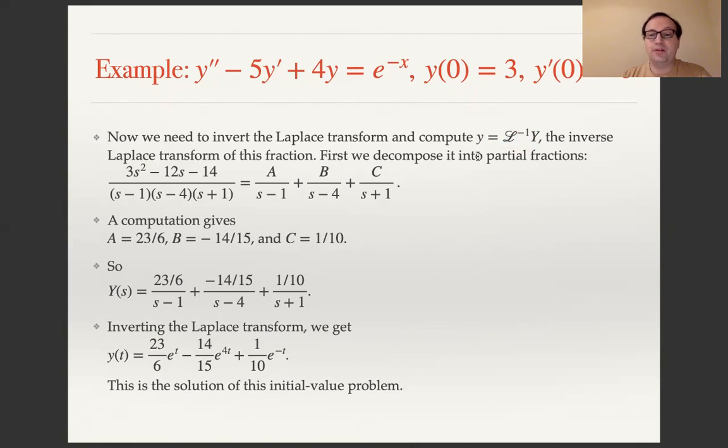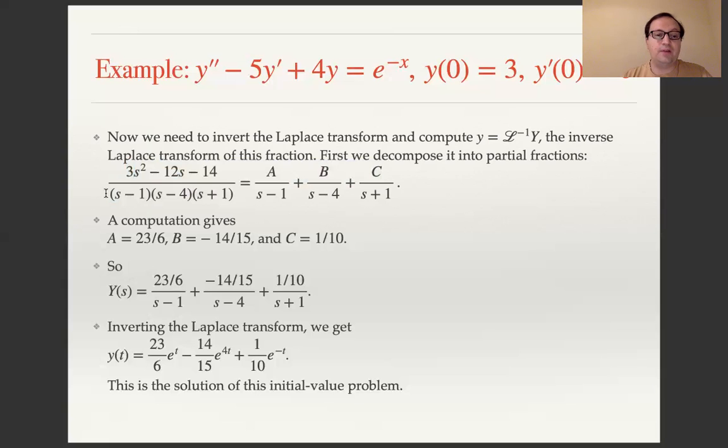And our method for computing the inverse Laplace transform of these sorts of rational functions, so a rational function is the quotient of two polynomials, is to decompose them into partial fractions. So we use the same method that we use to compute the integral of these rational functions. We decompose them into partial fractions. The decomposition into partial fractions depends on the factors in the denominator.